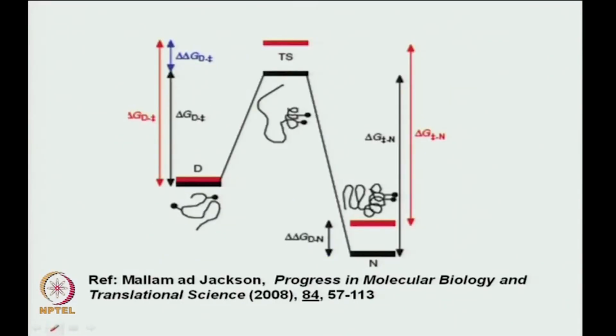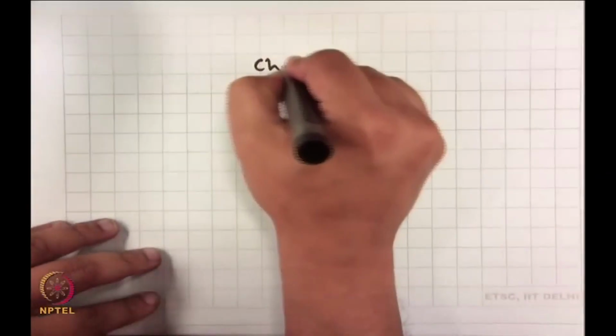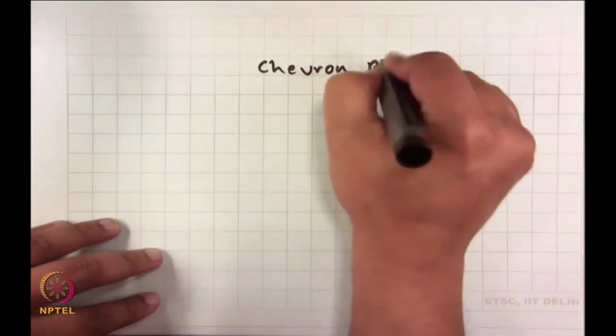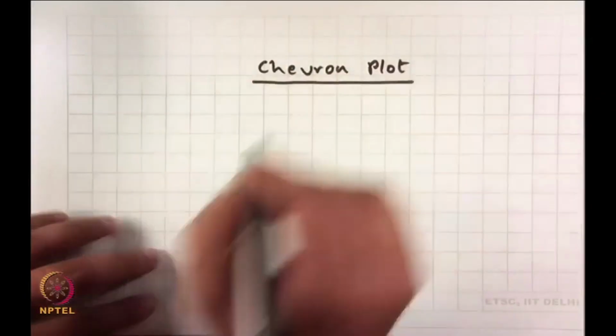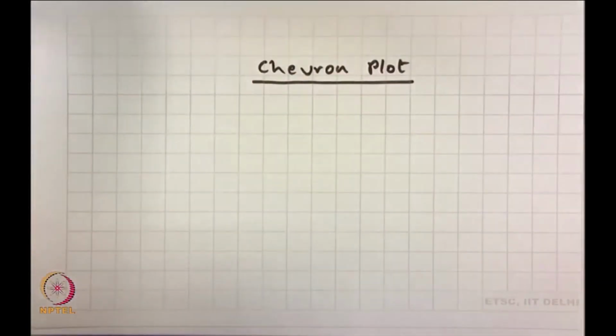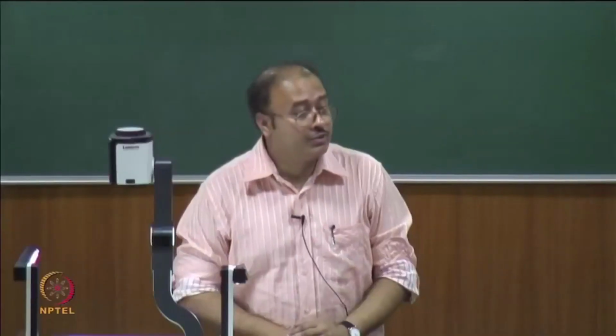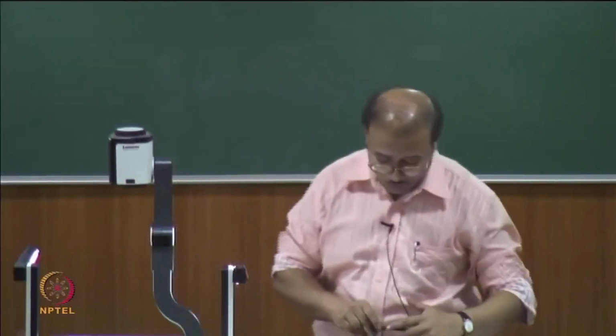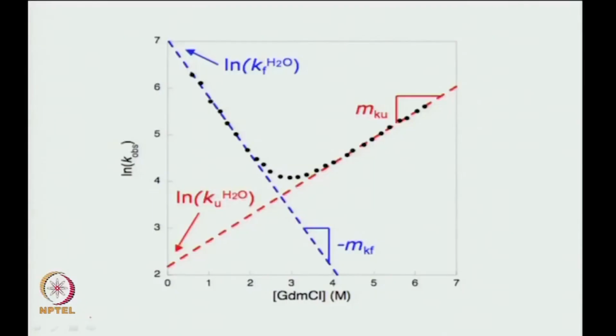Next day, if I start now I will not be able to finish. The next day I will start with something known as a chevron plot, and you will realize why it is so called. There is a V in the middle, and if you look at the slide again, you will see on the left hand side there is a blue line, on the right hand side a red line. These points are all experimental points.